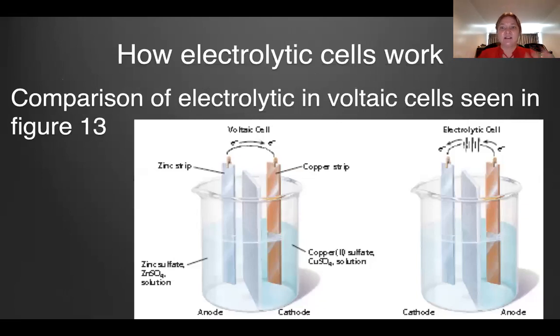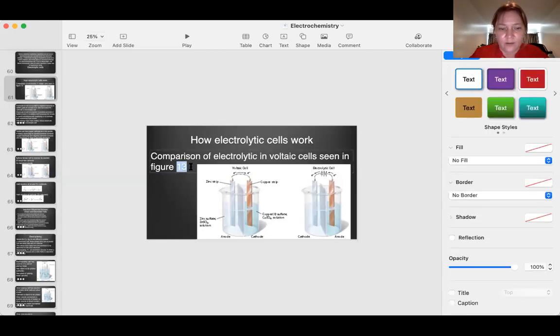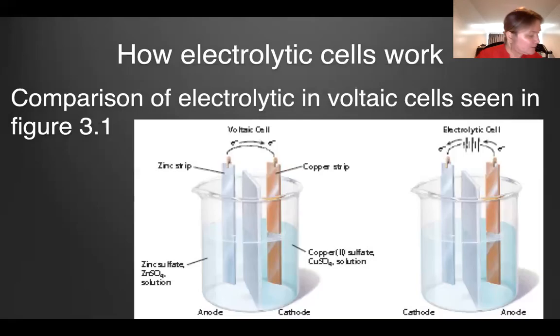So here is a side-by-side comparison, and it's not figure 13, it's figure 3.1, so I might as well just change that now. 3.1. I don't really know where the 3 comes from, but anyway. Oh, because it's section 3, figure 1. Oh, I'm such a genius.